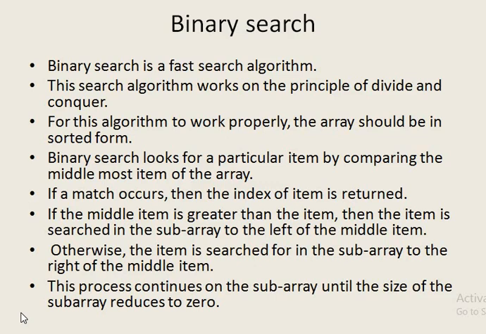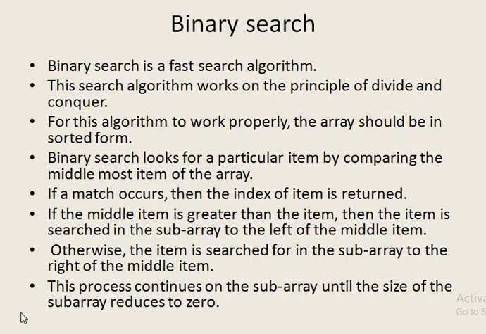The binary search algorithm works on the principle of divide and conquer. That means the array that is being searched will be divided into two different parts, and that is why it is known as binary search. Bi means two, so the array will be divided into two different parts.